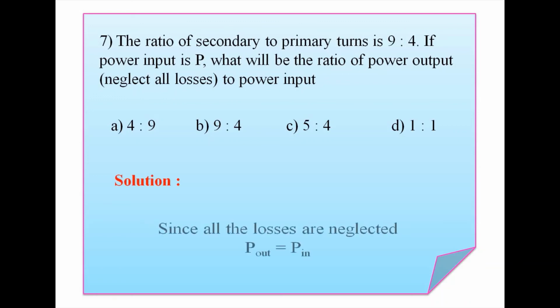Solution is, here as per given condition, all losses are neglected. So power out is equal to power in. So here option D is correct. That means the ratio is 1:1. Let's see the next objective.